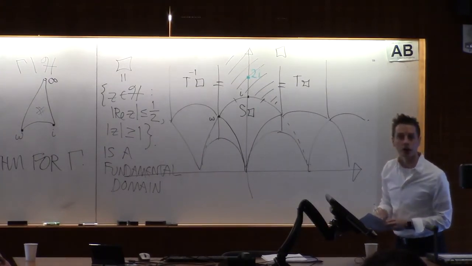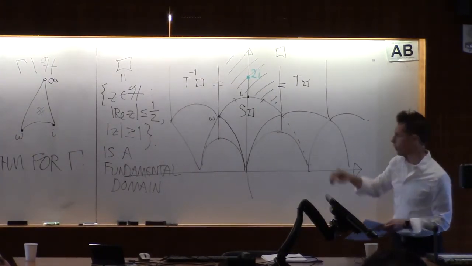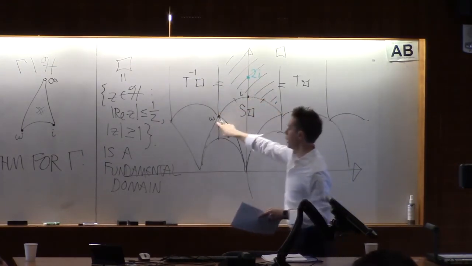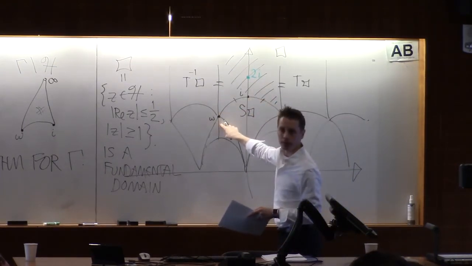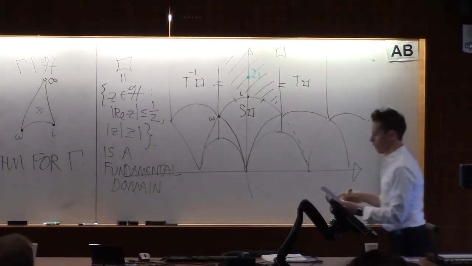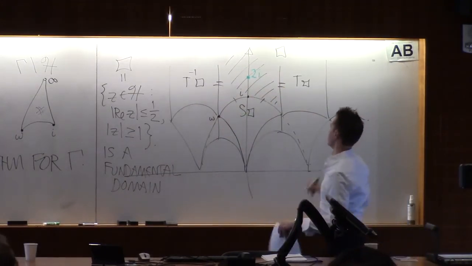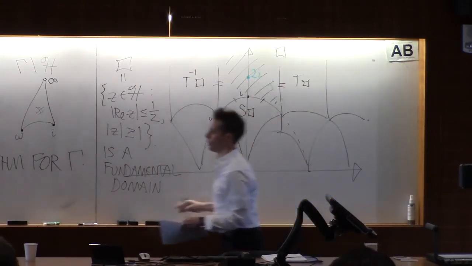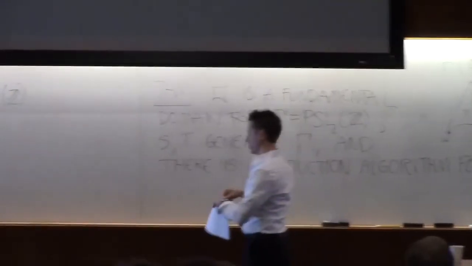I'm not going to take I or rho because they're stable. They're elements that stabilize these points. S stabilizes this one, and ST stabilizes this point here. Okay, so if I take 2i, I can just hit it with gamma, and it's going to land somewhere. Where does it go?